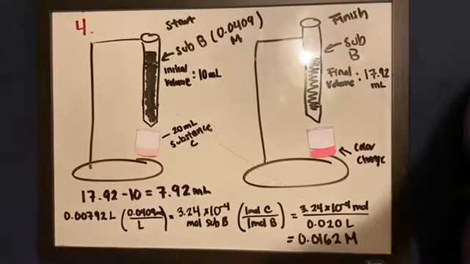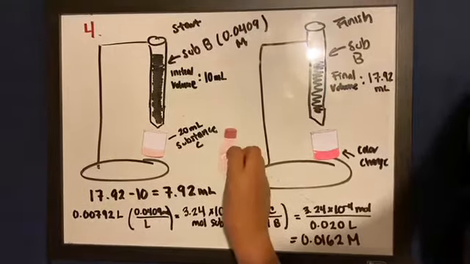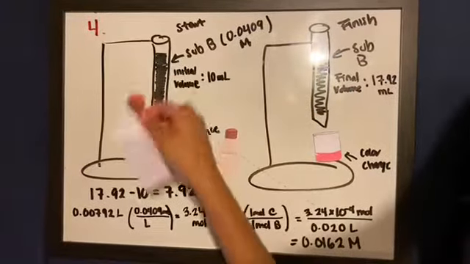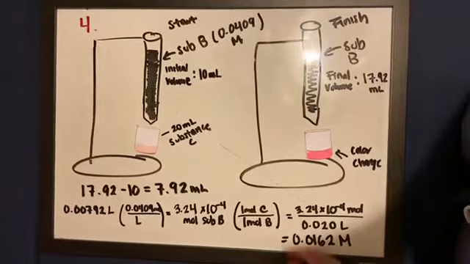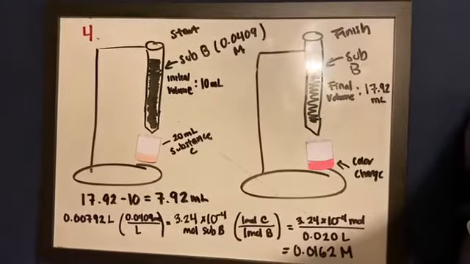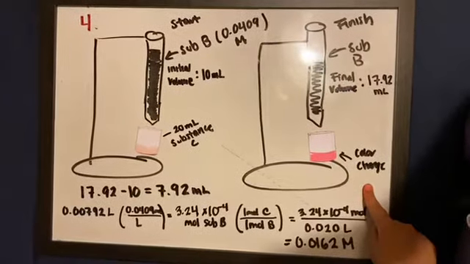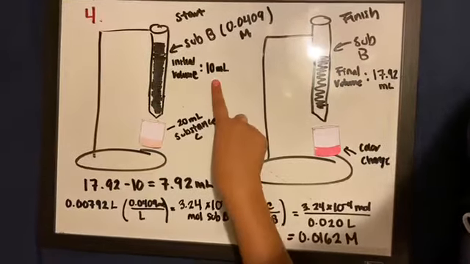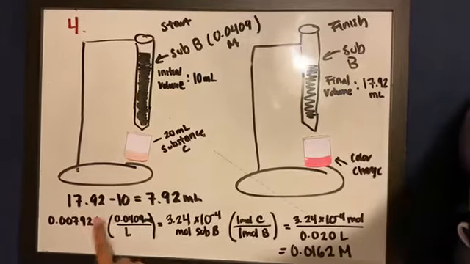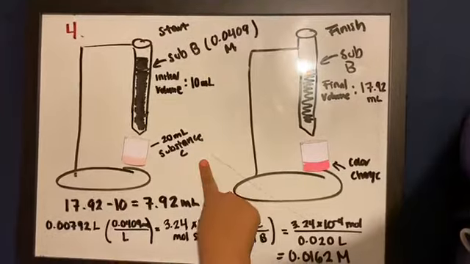So for question number 4, we are trying to find the concentration of the unknown solution C. So to do this, we have unknown solution C, and we are going to transfer over with the pipette 20 milliliters into the beaker. So we have the new concentration of substance B that we found from question number 3. And we did another titration with substance C until we saw a color change. The initial volume came out to 10 milliliters and the final was 17.92. The difference between the two was 7.92 milliliters of substance B titrated into substance C until there was a color change.